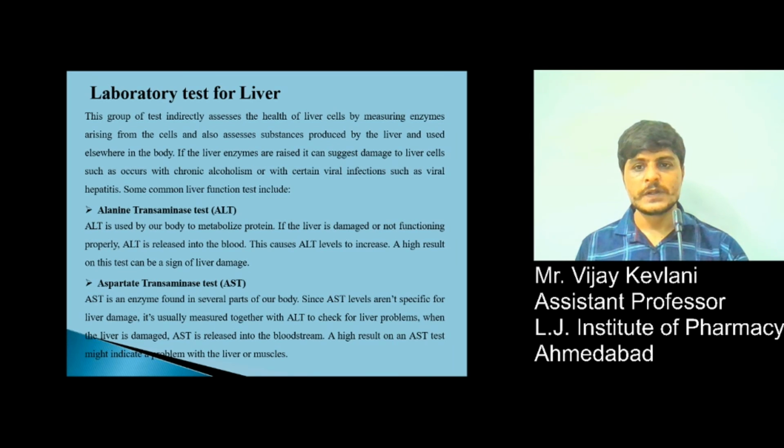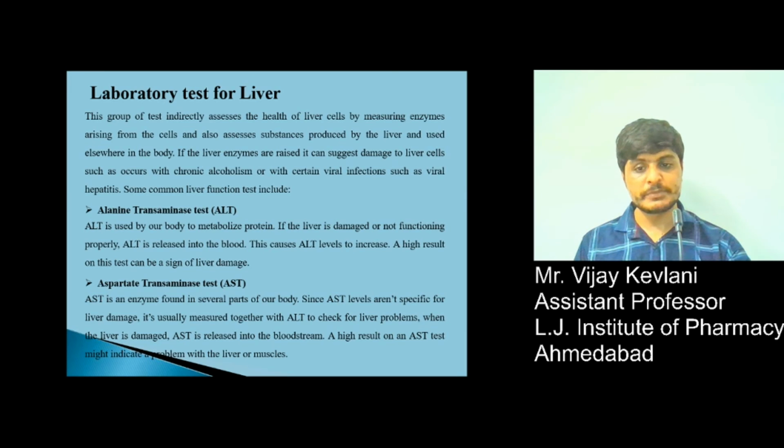Laboratory test for liver. This group of tests indirectly assesses the health of liver cells by measuring enzymes arising from the cells, and also assesses substances produced by the liver and used elsewhere in the body. The very first test is alanine transaminase. Alanine transaminase is used by our body to metabolize protein. If the liver is damaged or not functioning properly, ALT is released in the blood. This causes ALT levels to increase. A high result on this test can be a sign of liver damage.